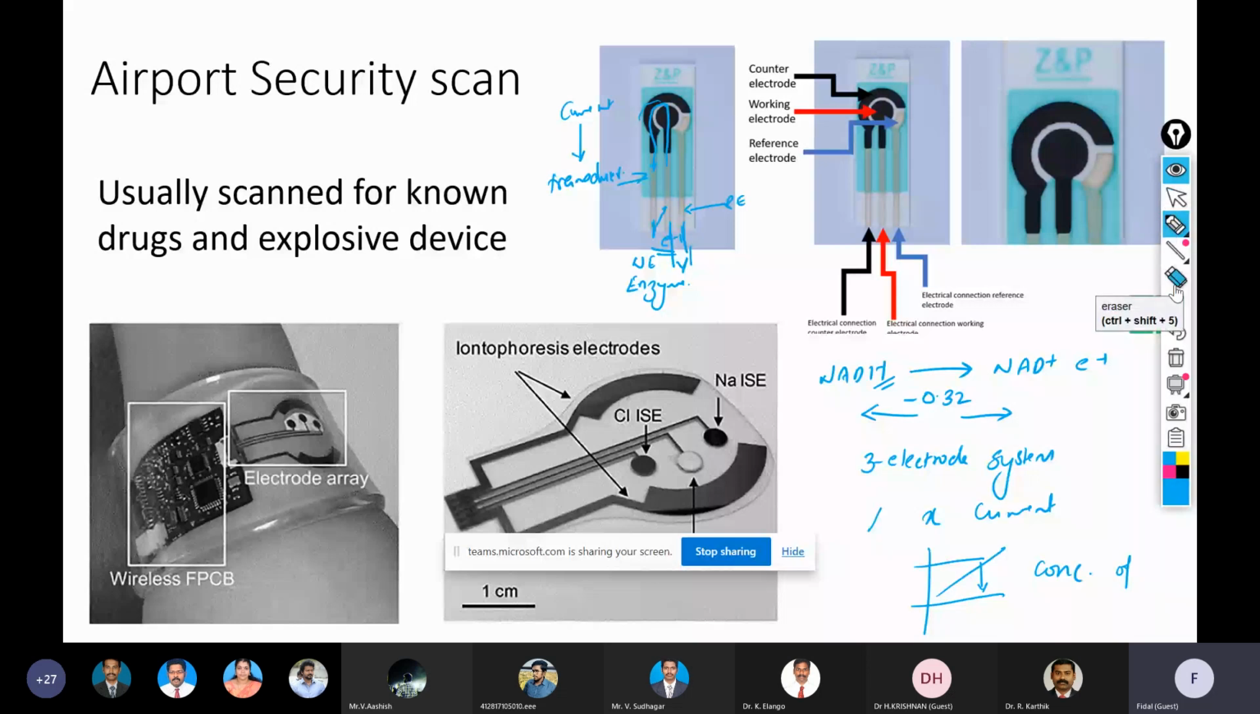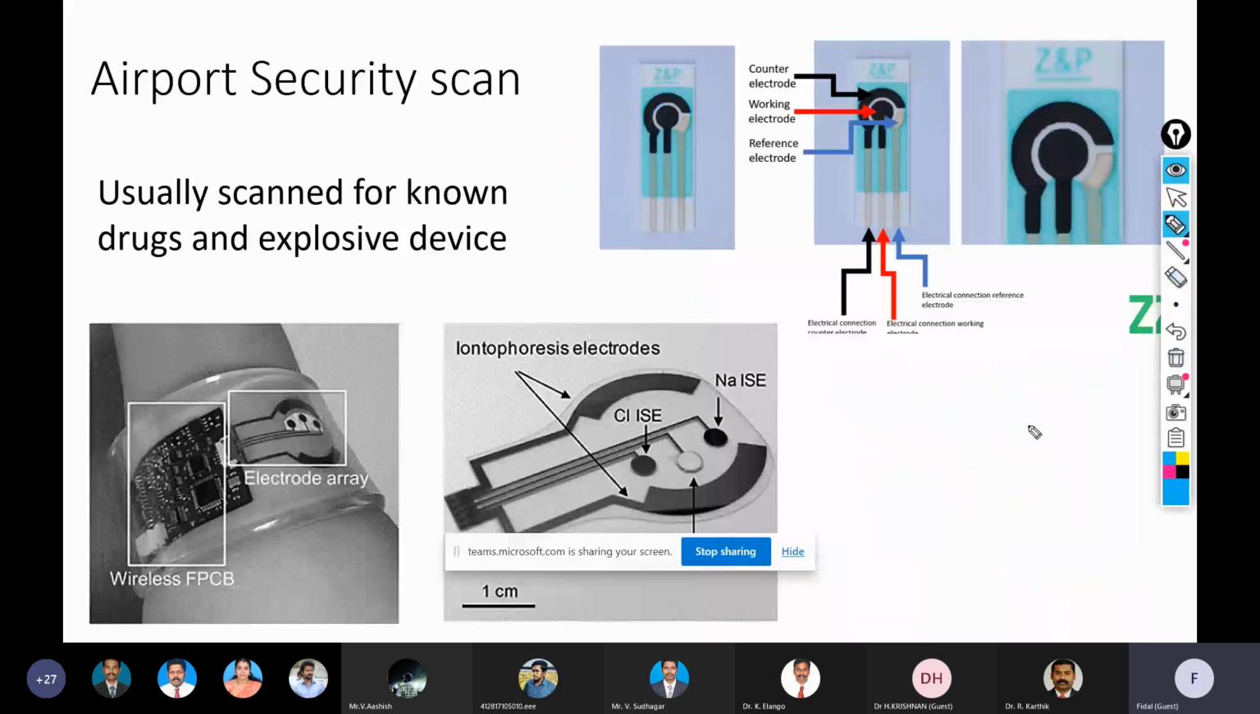But since most of the drugs are of synthetic nature, you can have enzymes that can be synthesized in the lab as a biorecognition element. But this can't be done for explosives. So this is one of the most commonly used sensors, again, in the security sections.